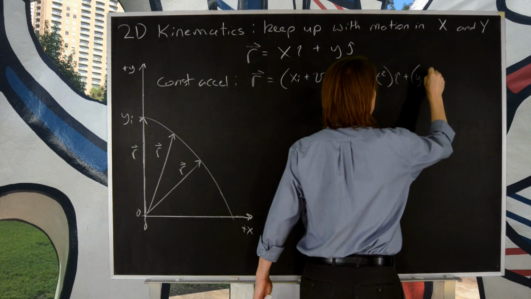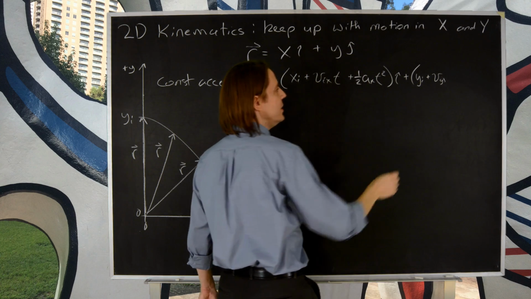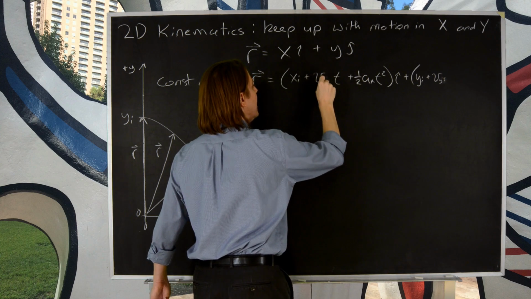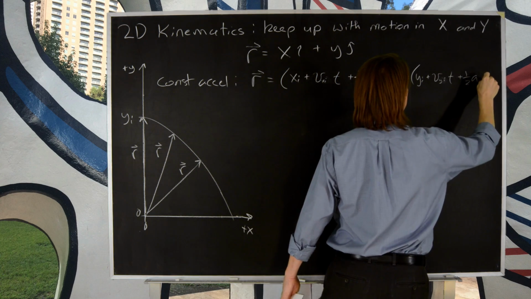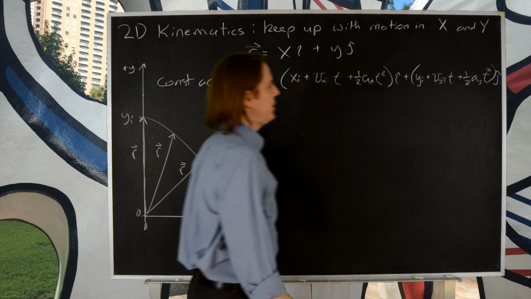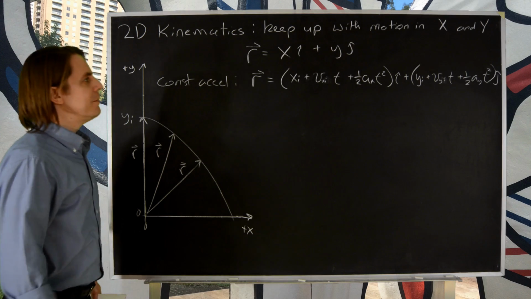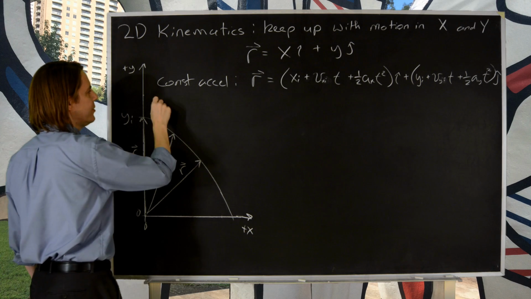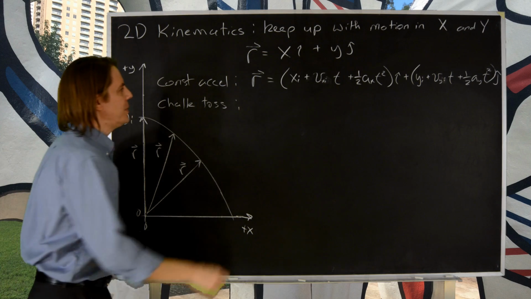The initial y plus the initial y velocity. Let's see, I'm going to say vyi, so I should probably say vxi there. Times time plus 1/2 the acceleration of the y times t squared j hat. Okay, so that's the general expression you would use. But then you'd say, I know some of these are 0. So then you look at your problem. So now this is for the chalk toss, this specific chalk toss. And we could simplify a little further.